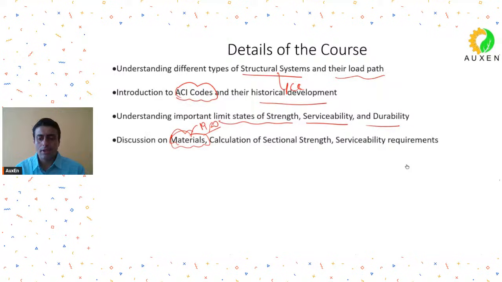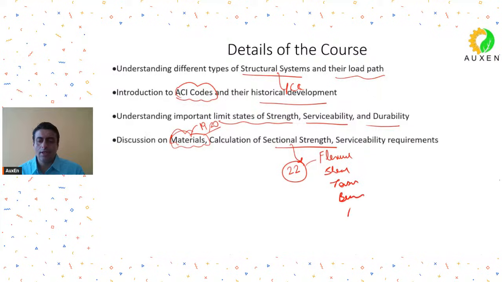Then we shall go to the calculation of sectional strength. Sectional strength means, in chapter number 22 of the code, they have given the capacity calculations for flexure, shear, torsion, bearing, axial. So for these actions they have given the strength calculations.